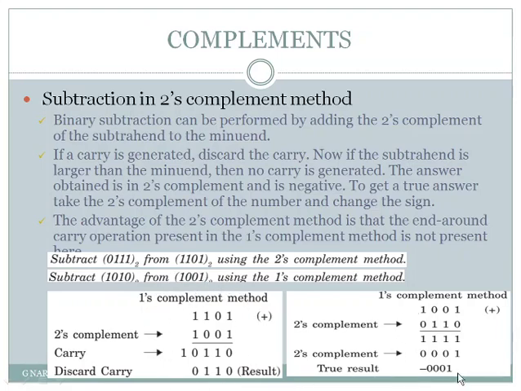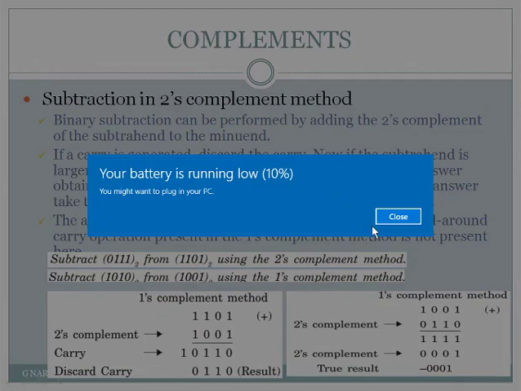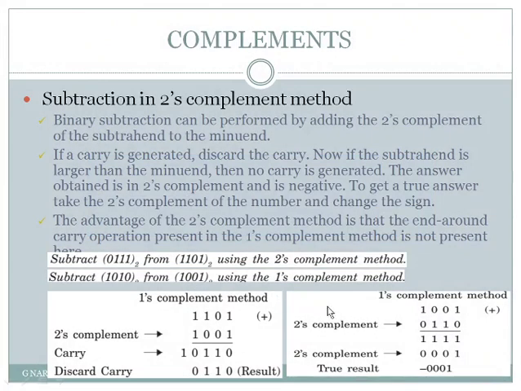Similarly, you can check the second example. We subtract 1010 from 1001, that is we have to subtract 10 from 9. When you subtract 10 from 9, we are going to get minus 1. And you can see that the result is minus 0001, which in decimal is 1. So the result is minus 1. So this subtraction operation is also checked in decimal and it is perfectly right.